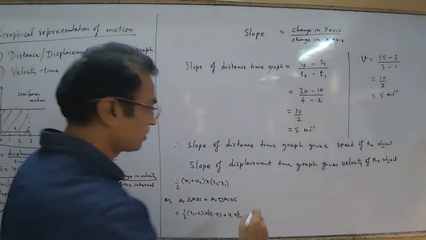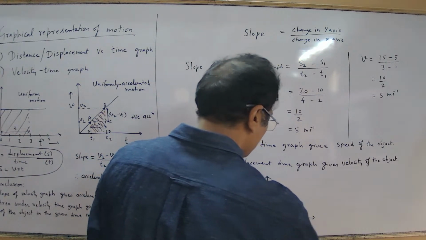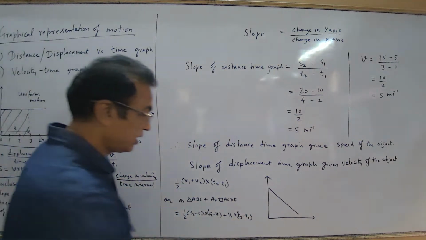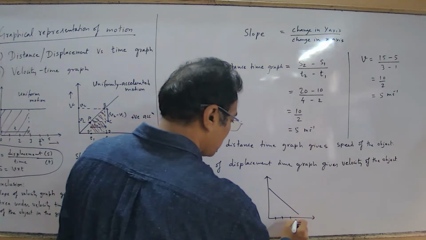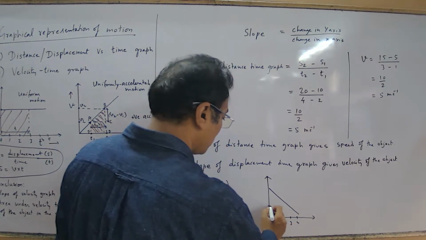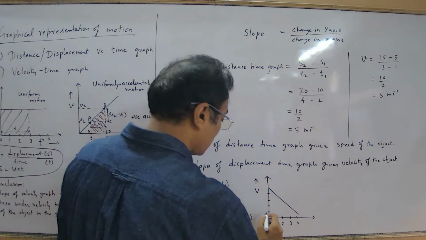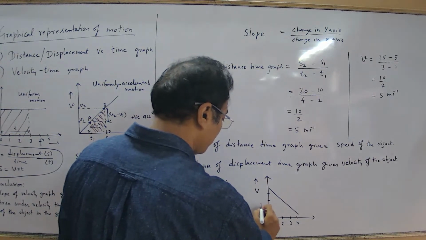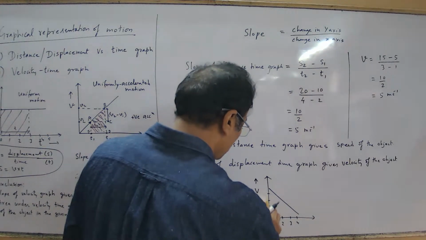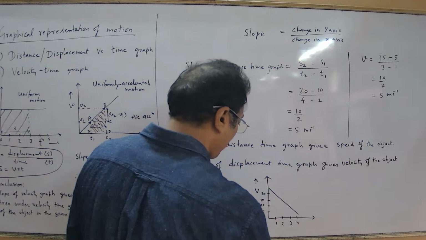So what should be the graph then? The graph should be like this. This is a negative slope. Why? Now see, time has to increase always, right? 1, 2, 3, 4. Let us say this is velocity. The velocity is 5, 10, 15, 20.